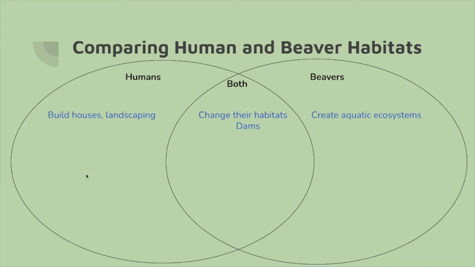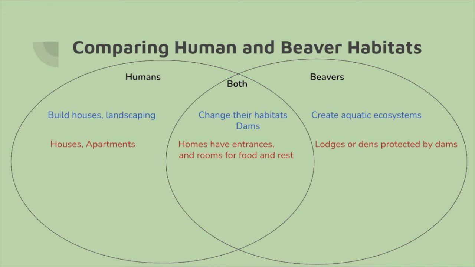Humans do that by building houses and making landscaping, but beavers do that by building dams. And in doing that, they create aquatic ecosystems. Both humans and beavers also have homes with entrances and places for food and rest. With beavers, we call those lodges and dens, which are protected by the dams. And humans can live in houses and apartments and many other types of things.